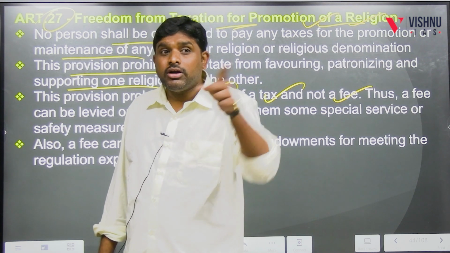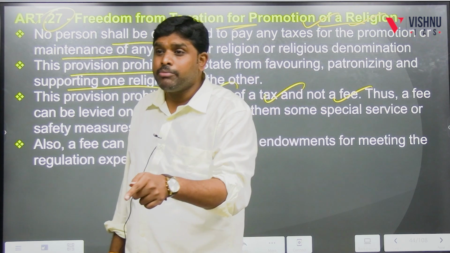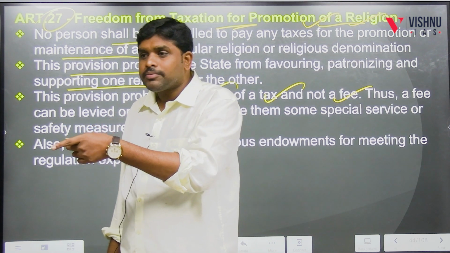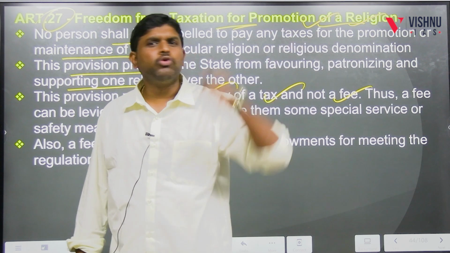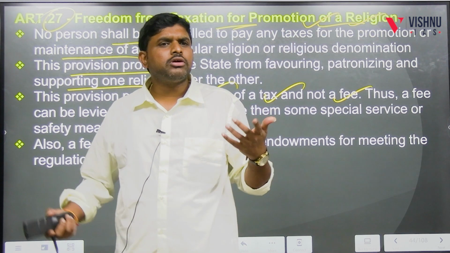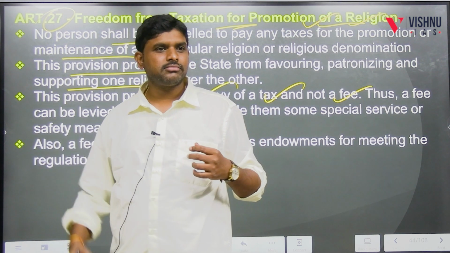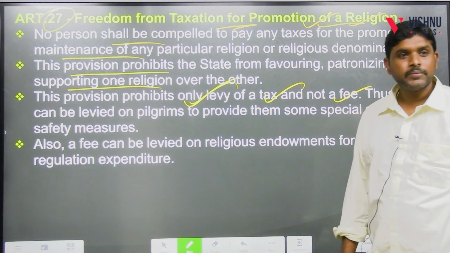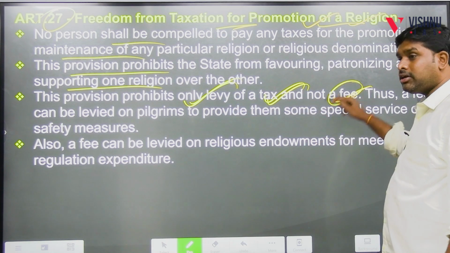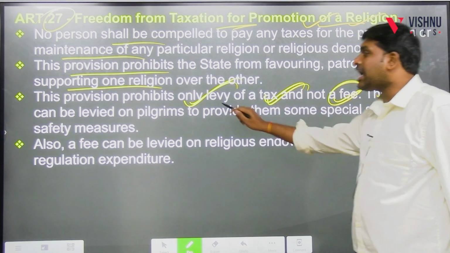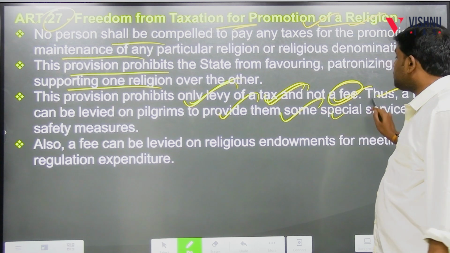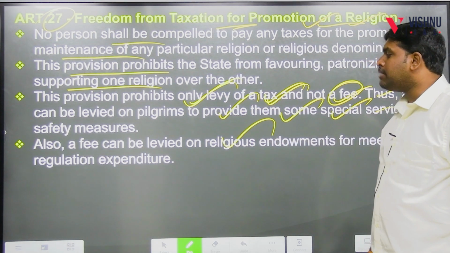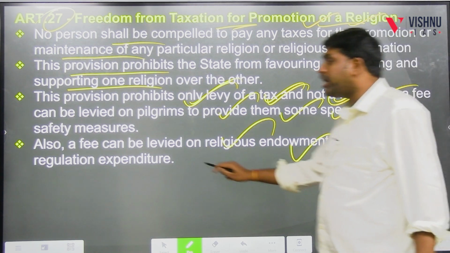So the government cannot impose tax. Government can impose a fee. Fee, I have a choice. Tax, no choice. Then who are you to tax me? Fees means my choice. No, I will stand. Let it be 3 days. Anyhow, free food is there while I am going. This provision prohibits only levy of tax and not fee. Thus, a fee can be levied on pilgrims to provide them some special services or safety measures like immediate darshanam. Also, a fee can be levied on religious endowments for meeting the regulation.